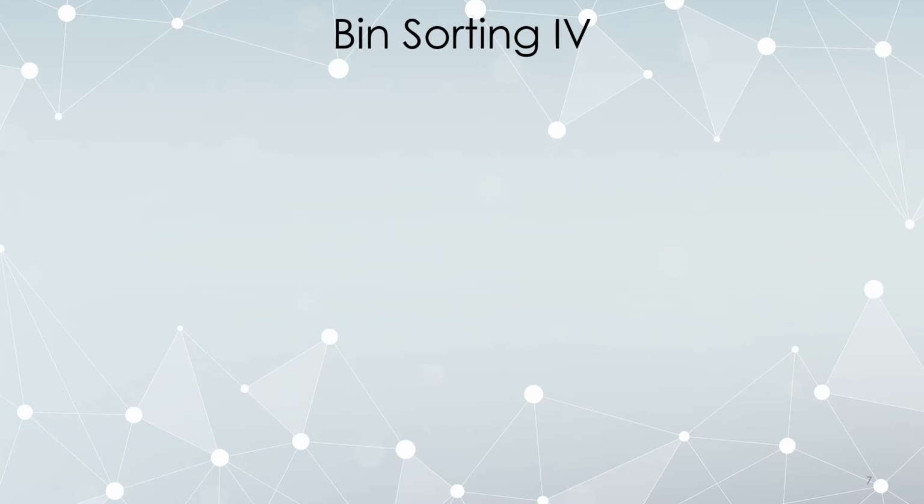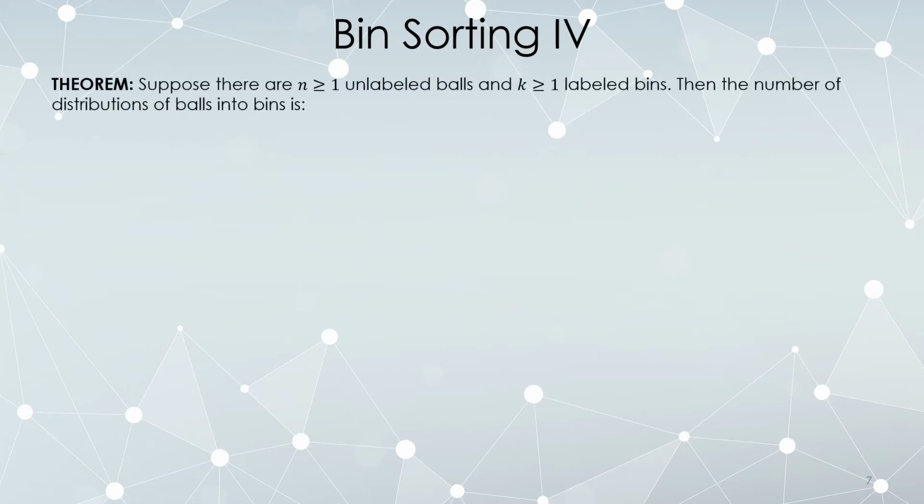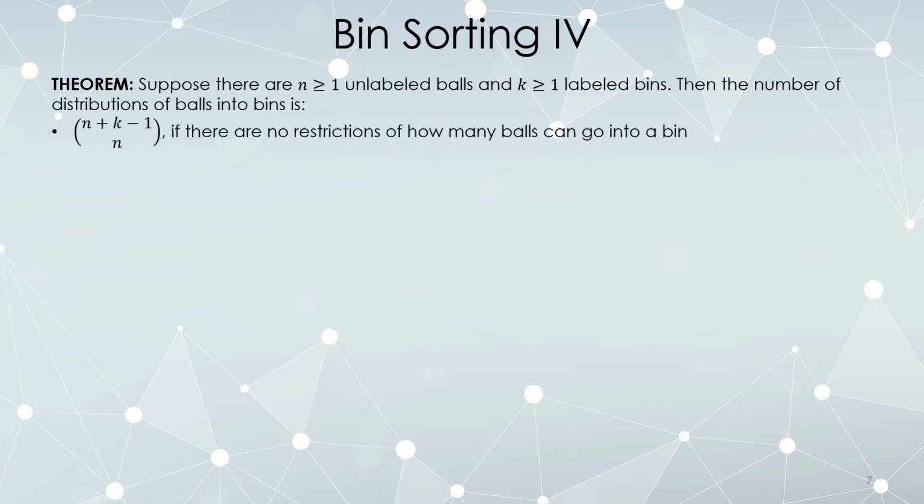Well, let's take a look at another bin sorting problem. Suppose we have n unlabeled balls and k labeled bins. Also, we do require ourselves to at least have one of each. The balls do not have labels, but the bins do. What we're doing is we're going to count how many ways to distribute balls into bins. The answer is going to be n plus k minus 1 choose n if there's absolutely no restriction.